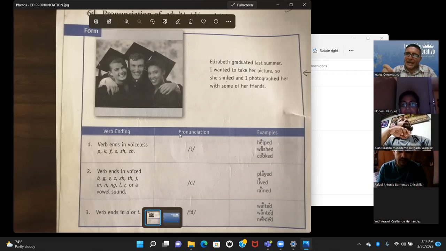Si el verbo termina en T or D, T as in tango or D as in delta, la ED usted la va a pronunciar tal como se pronuncia. Waited, wanted, needed.